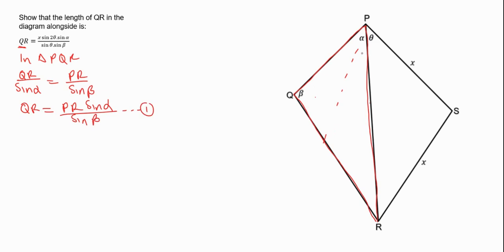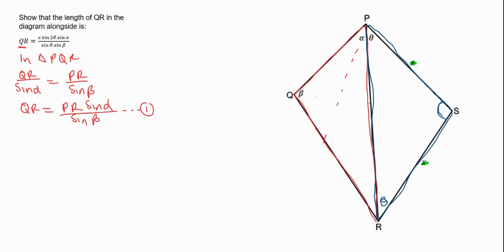Now let's look at triangle PSR. This is triangle PSR. We also want this common side to be part of the equation. The common side is PR. PR goes with angle S here, so we need to find angle S. How can we find angle S? If you check here, we're given that PS is equal to RS, meaning that this angle is also theta.